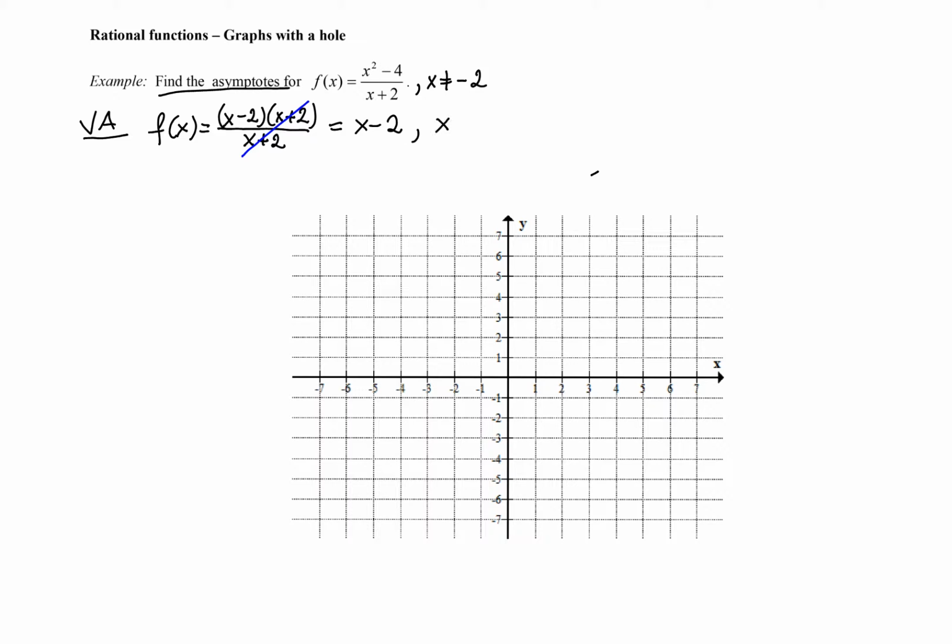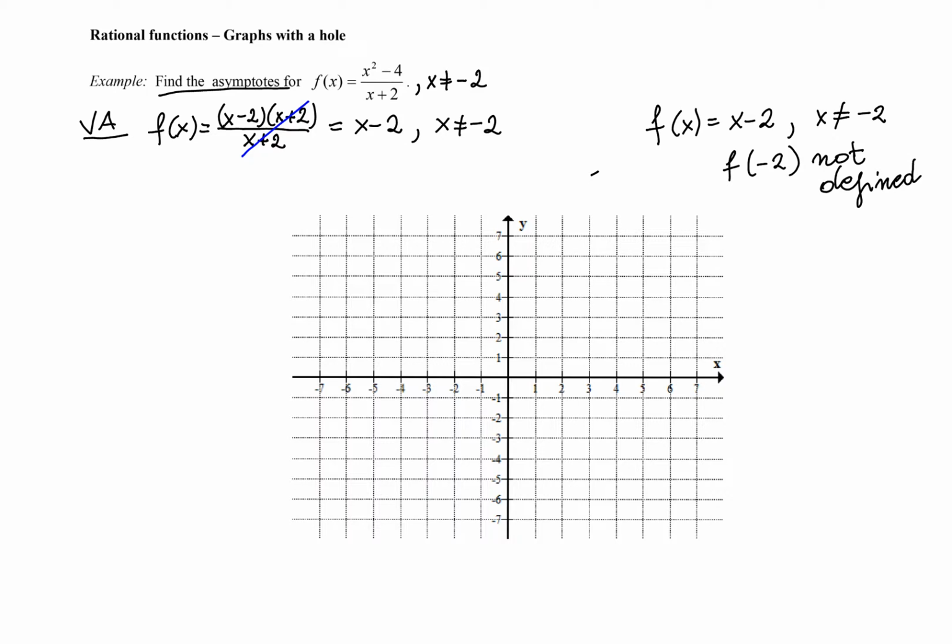And this is going to be true only when x is different than negative 2, when x plus 2 is not 0. So the function f of x is really given by the formula x minus 2 when x is different than negative 2. It is not defined when x is equal to negative 2. f of negative 2 is not defined.